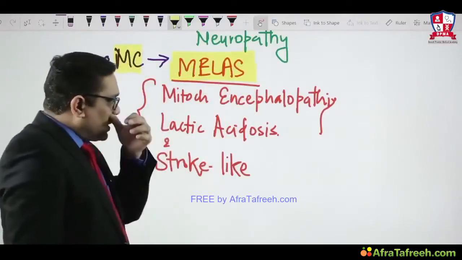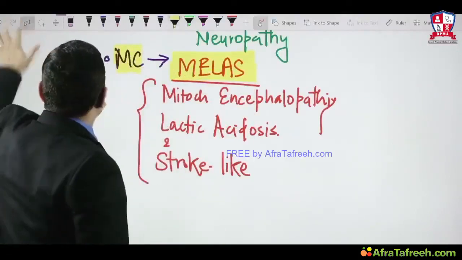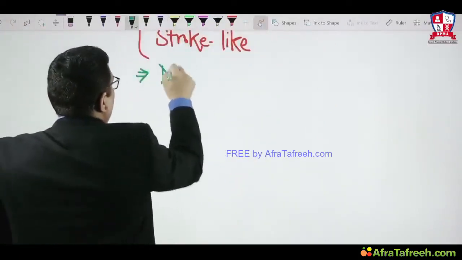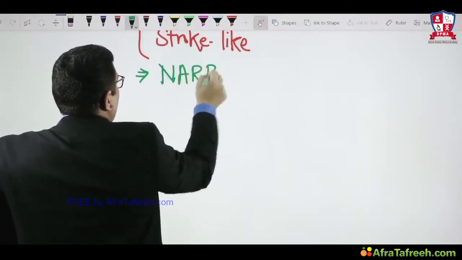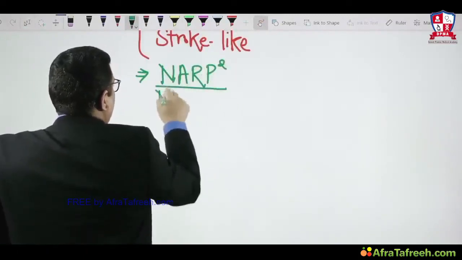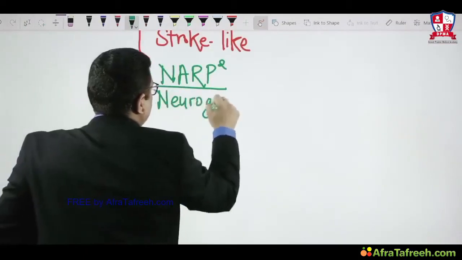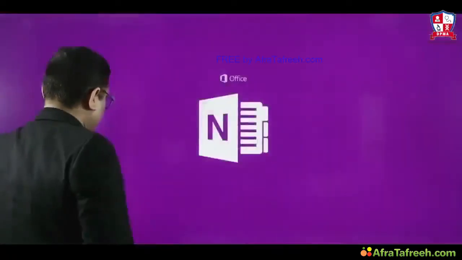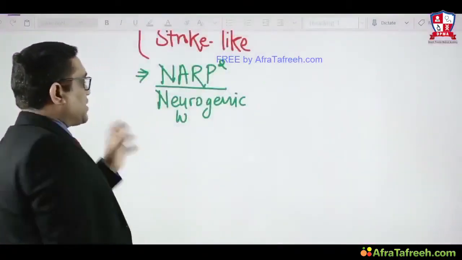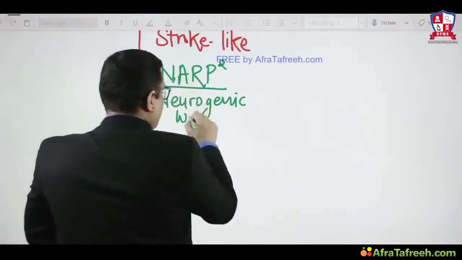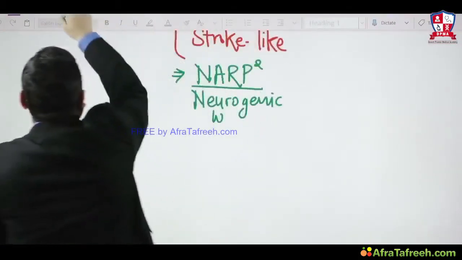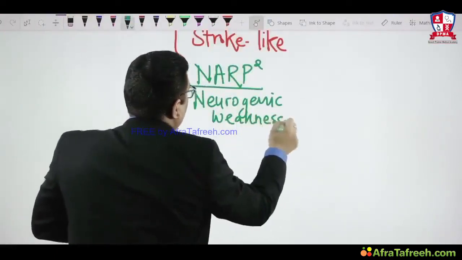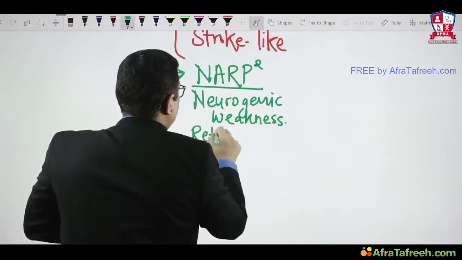That is how you have to understand these mitochondrial disorders. And there is one more example which the examiner had asked in the All India exam, that was NARP. What is NARP? A mitochondrial inheritance disorder, where N stands for neurogenic weakness and RP stands for retinitis pigmentosa.